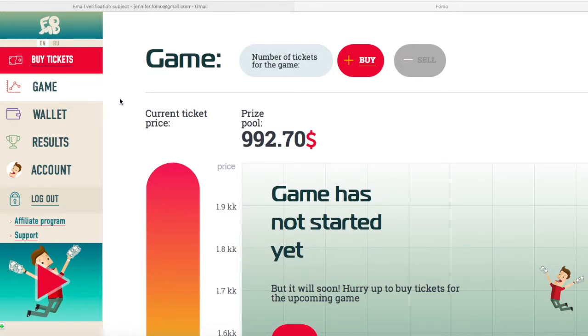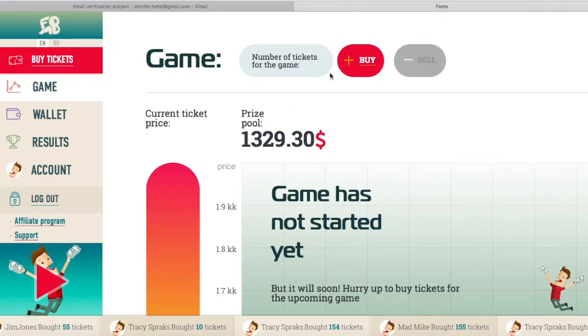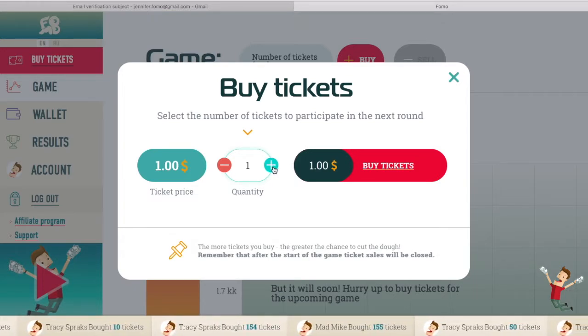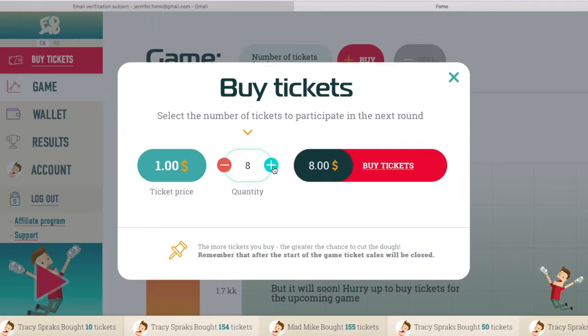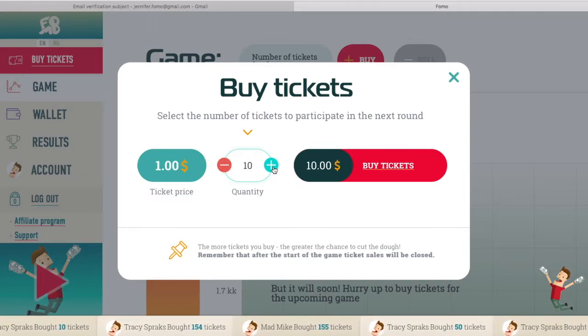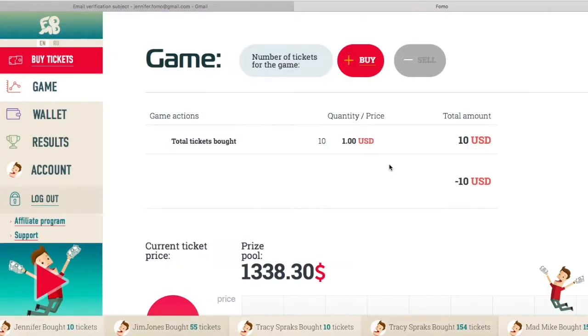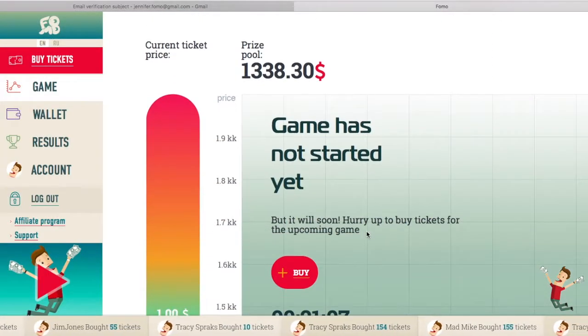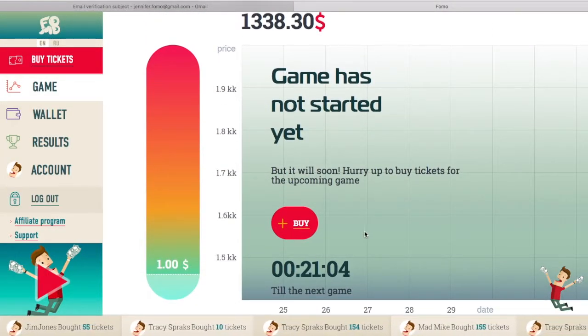In the previous video, I showed you how to make a deposit into your wallet. And now we have to click in here on buy tickets. Here you just have to select the amount of tickets you want to invest and play with. For example, I want to choose 10 tickets. It's pretty much okay for me. Then simply click here and buy tickets. Okay, perfect. My tickets were purchased, and now we just have to wait until the game starts. We just have to wait 21 minutes.